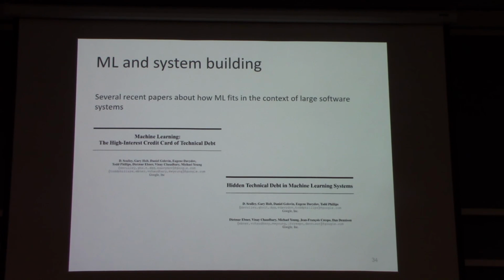Because ML has become more and more prevalent, there are a few position pieces on machine learning and how it fits in the context of large software systems. There's some talk about how machine learning is the high interest credit card of technical debt. Why? Because you're committing to certain things and making mistakes up front because we're not aware of what's going on and are treating it like a magic black box. Hopefully, at least those of you here will not think of it that way, but these papers are very interesting and you can check them out.